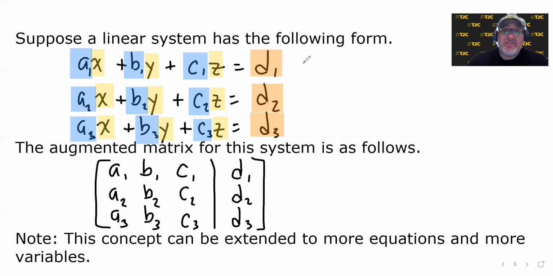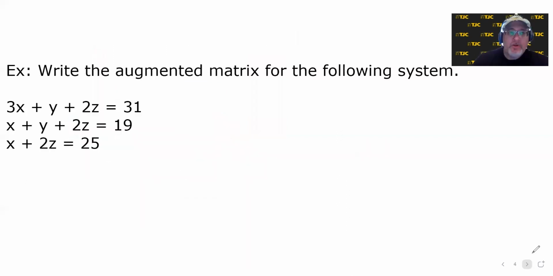It is worth noting that this concept can be extended to more equations and more variables. It's not limited to 3 equations with 3 variables. I could have 4 equations with 2 variables, 5 equations with 4 variables, or any combination of numbers of equations and numbers of variables. For this course, we're going to focus primarily on 3 equations with 3 variables, although we could extend the concept pretty straightforwardly. So let's practice writing an augmented matrix for a system, and then vice versa.